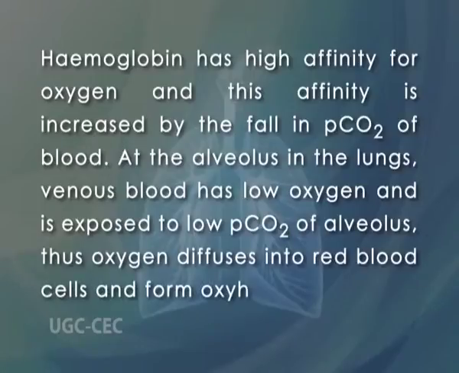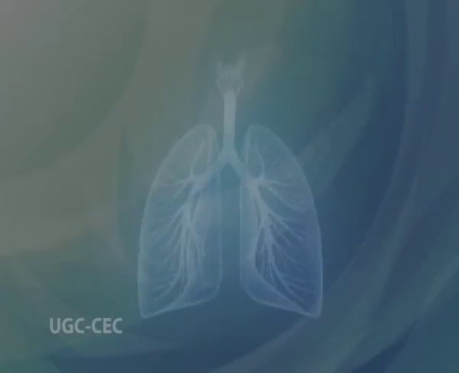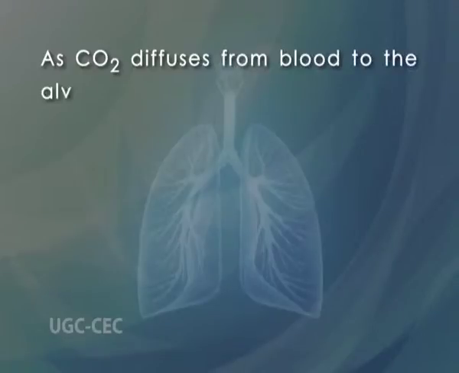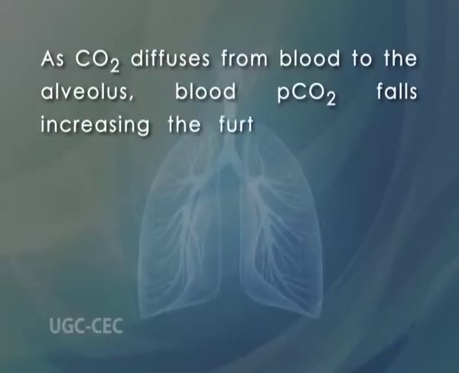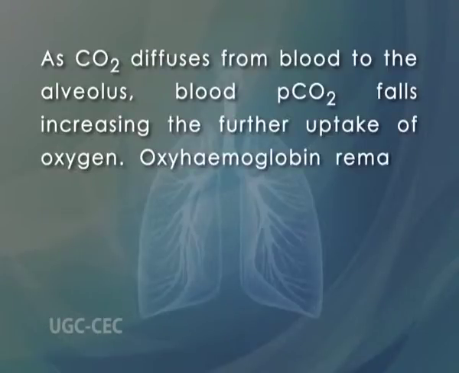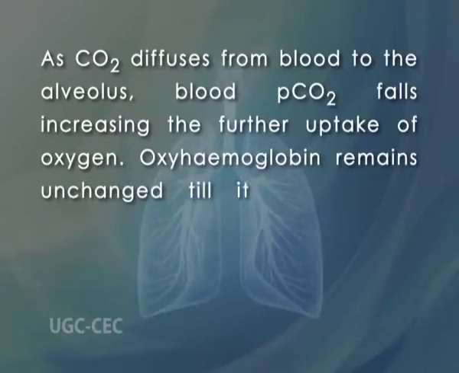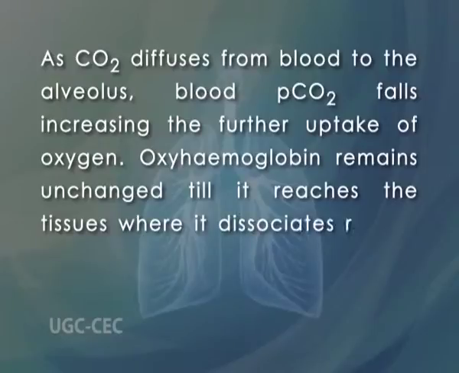Thus, oxygen diffuses into red blood cells and forms oxyhemoglobin. As carbon dioxide diffuses from blood to the alveolus, blood partial pressure of carbon dioxide falls, increasing the further uptake of oxygen. Oxyhemoglobin remains unchanged till it reaches the tissues, where it dissociates readily to release oxygen.